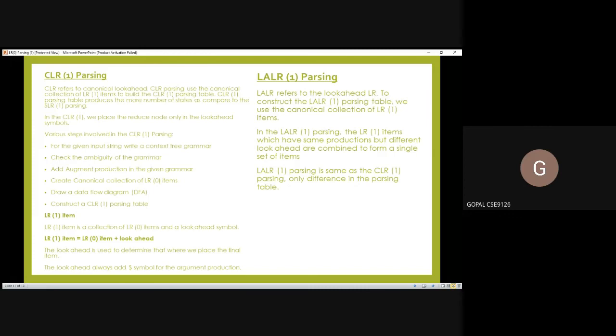Okay, for LR1 items, an LR1 item is a collection of LR0 items and a lookahead symbol. So the LR1 items are actually LR0 item plus lookahead. The lookahead is used to determine where we place the reduce move.